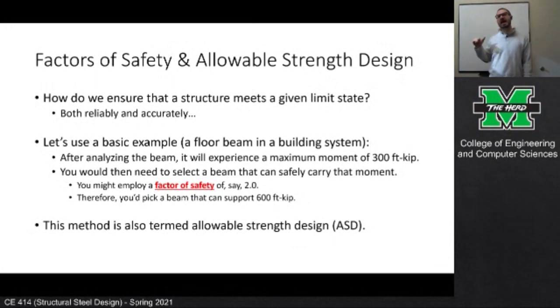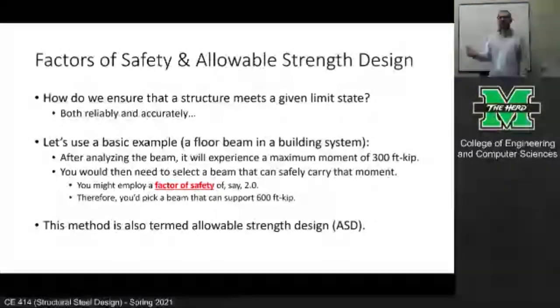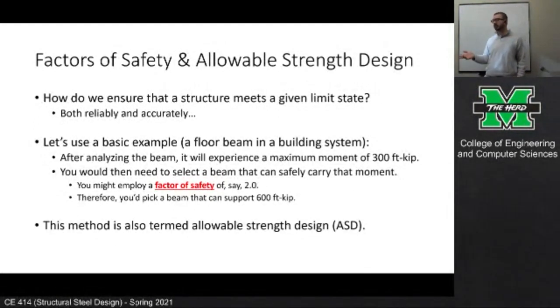Let's use an example of a floor beam, like the floor beam in this office, the floor beam that's holding up my office. Let's say I do the structural analysis of all the loads that are on the structure: the dead loads, the live loads, any other environmental loads that this beam is going to be responsible for. I draw my shear diagram, draw my moment diagram, do all that, and I find that the maximum moment on this beam is 300 foot kips.